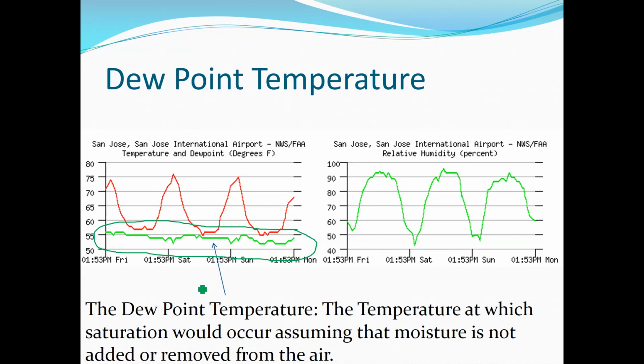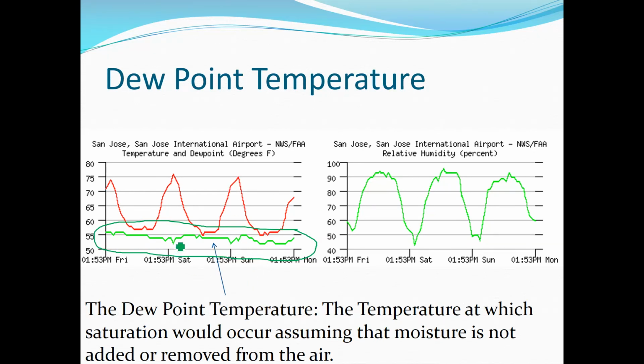This tells us that the amount of moisture in the air doesn't really change much over time. So that's really what this means. When dew point temperature stays the same, that means that the amount of moisture in the air is staying the same. Even though relative humidity is changing, these changes in relative humidity are mostly caused by changes in temperature.